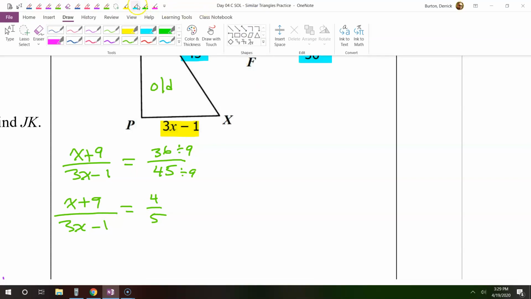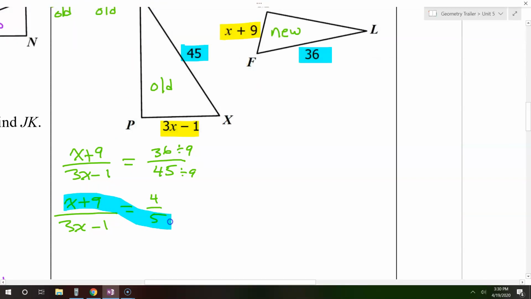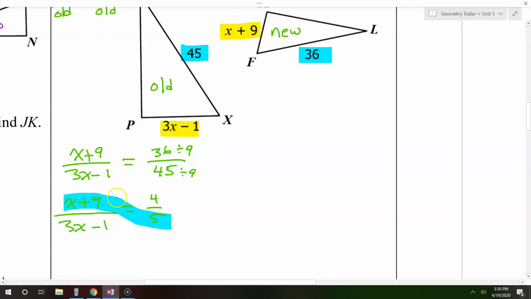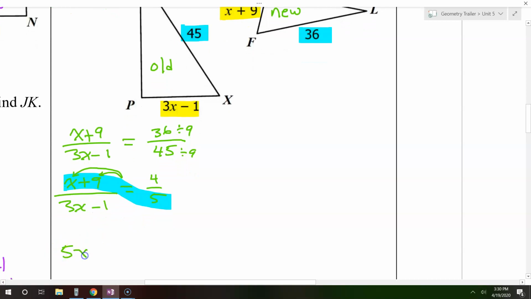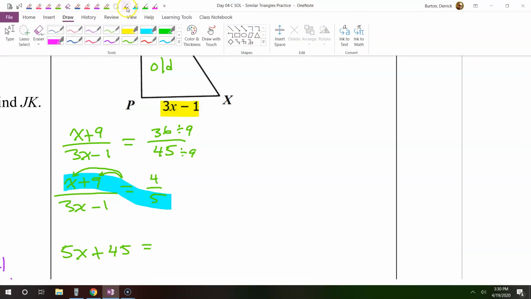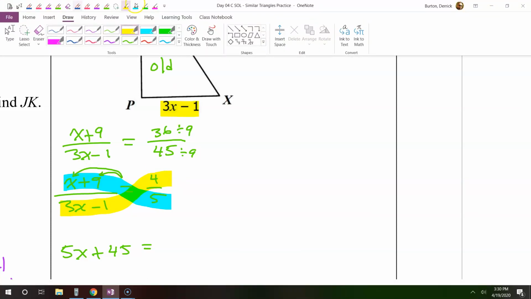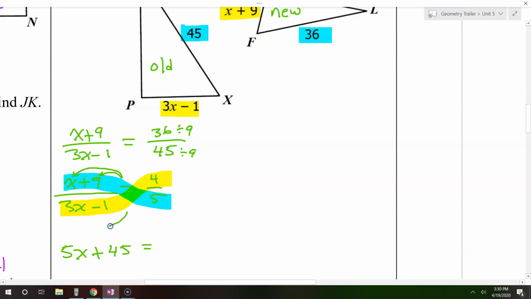So now it's time to cross multiply. So let's do that diagonal. All right, so 5 times x plus 9, you got to do the distributive property like that. So that's going to give me 5x plus 45 equals. All right, now let's do that diagonal. All right, and again, we're doing the distributive property with the 4. So that's going to be 12x minus 4.